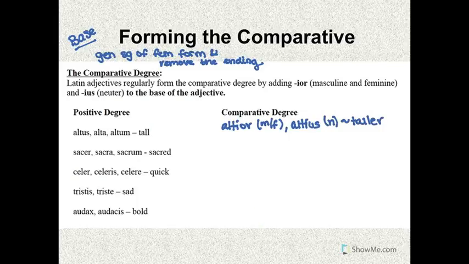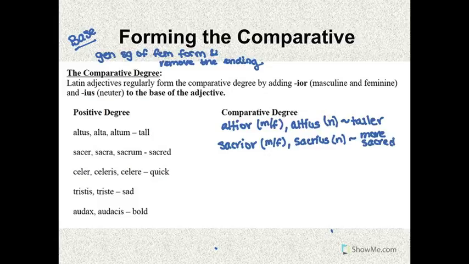Next, let's consider sacer, sacra, sacrum, which means sacred. Your base is going to be sacr, S-A-C-R. To create the masculine and feminine form of the adjective, we'll add IOR. And to create the neuter form, we'll add IUS. So we have sacrior and sacrius, and this means more sacred.